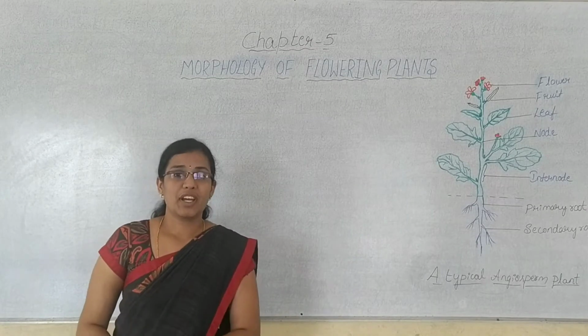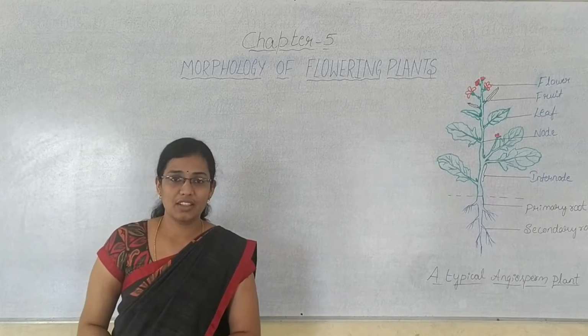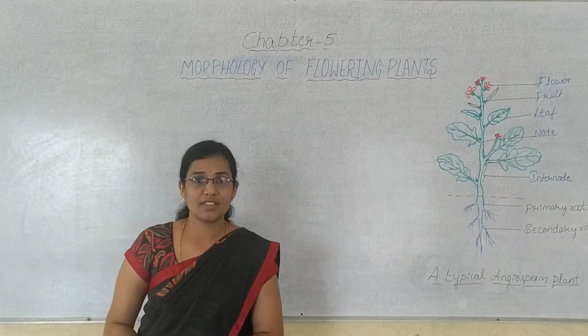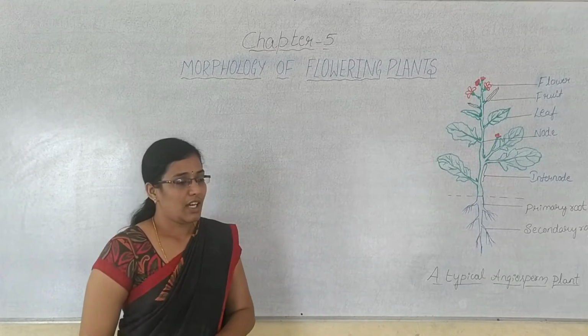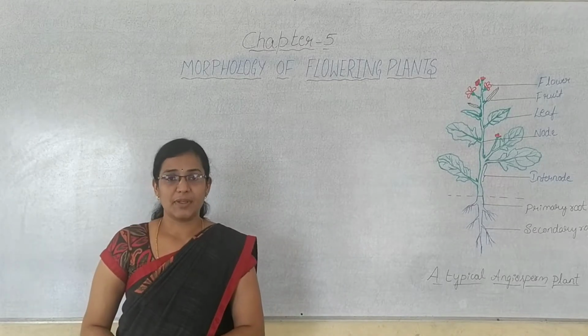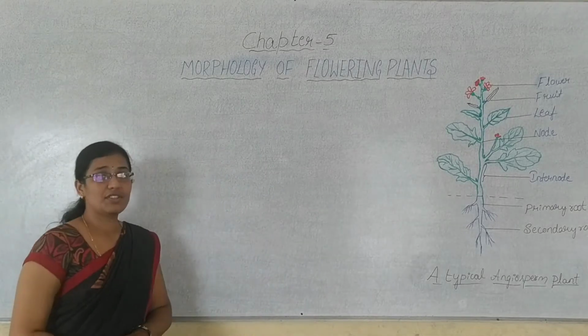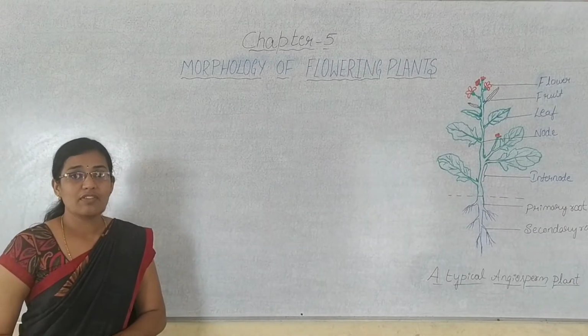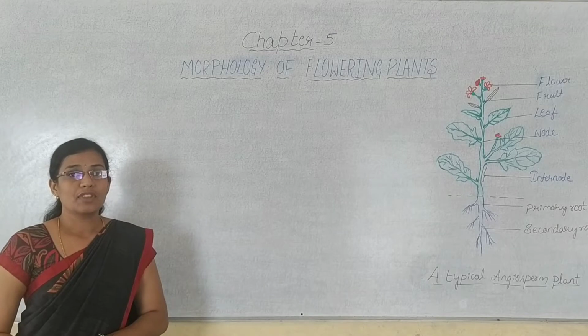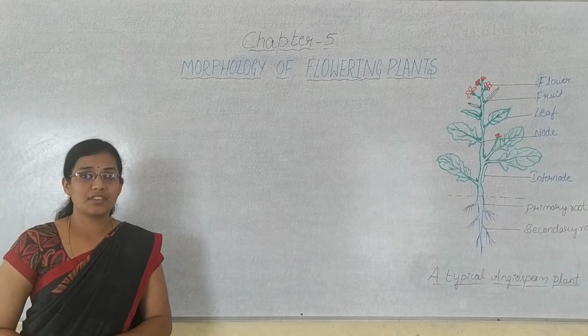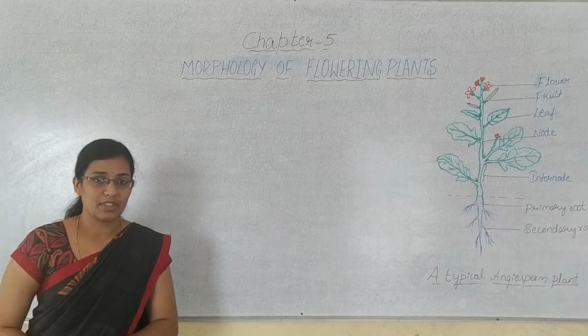Let me introduce myself. I am Shruti KN and I am your biology lecturer here. So I will be taking the 5th chapter here, that is morphology of flowering plants, which comes under unit 2, that is structural organization in plants and animals.